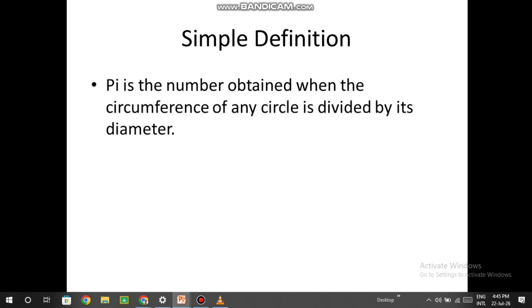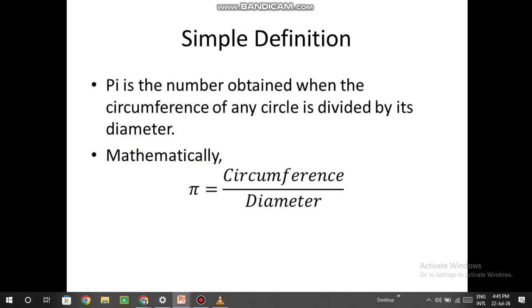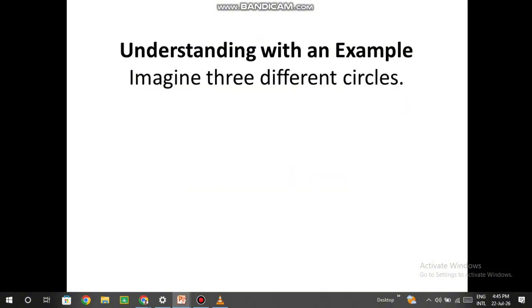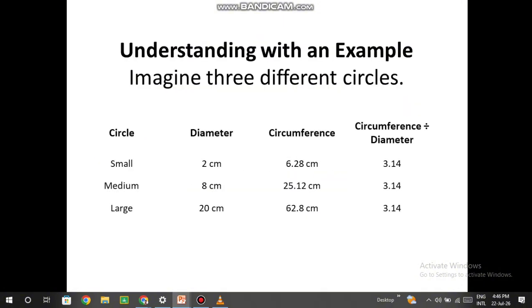Simple definition: pi is a number obtained when the circumference of any circle is divided by the diameter of the same circle. Mathematically, it means that it is the ratio between the circumference of the circle and the diameter of the circle. If we divide the length of the circumference of a circle by its diameter, we will get the value of pi, which is 3.14 and so on.